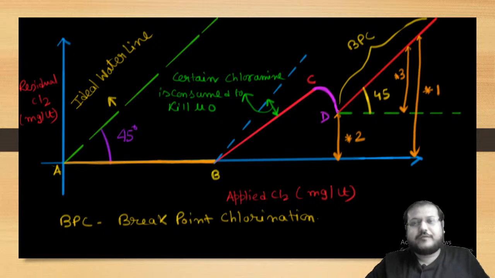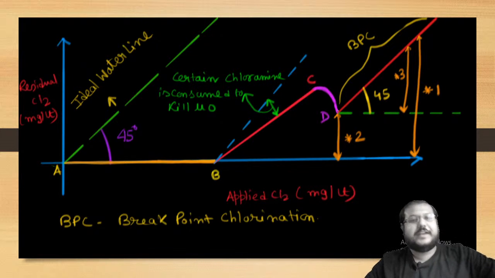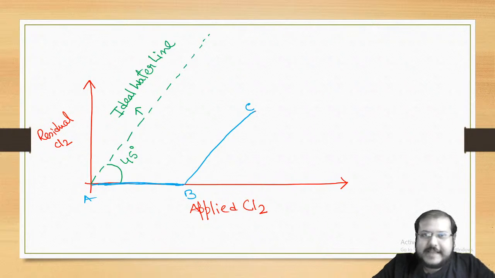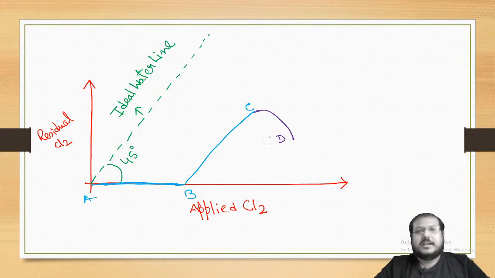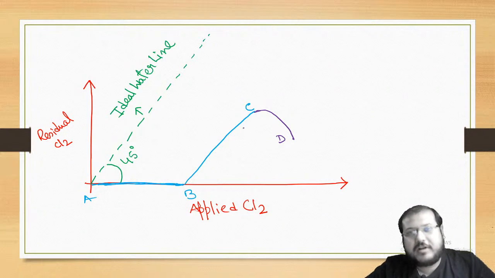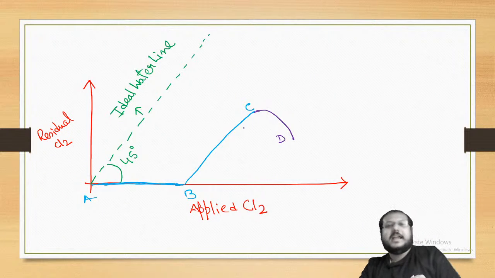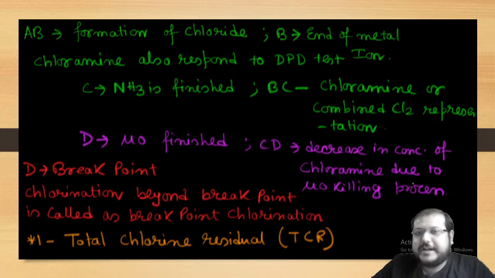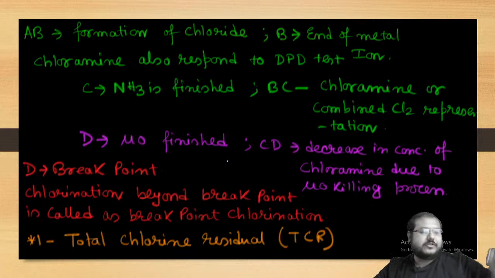The concentration will get reduced from the generated amount because generation is over, ammonia is finished, but certain chloramine is getting consumed to kill, or to assist in the killing process of, microorganism. Clear? So CD is representing the reduction in chloramine concentration to kill the microorganism, because after point C there is no generation of chloramine. So what is point D? The reduction continues until all microorganisms are finished. Point D is the point where all microorganisms are getting finished. So CD is the decrease in concentration of chloramine due to the microorganism killing process, and at D the microorganism is also finished.